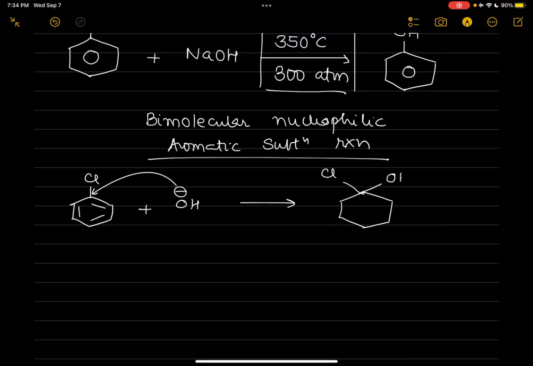So what, Anushka, I will do, I will push this pi bond and keep these two electrons aside, like this. Is it clear? This is the intermediate.